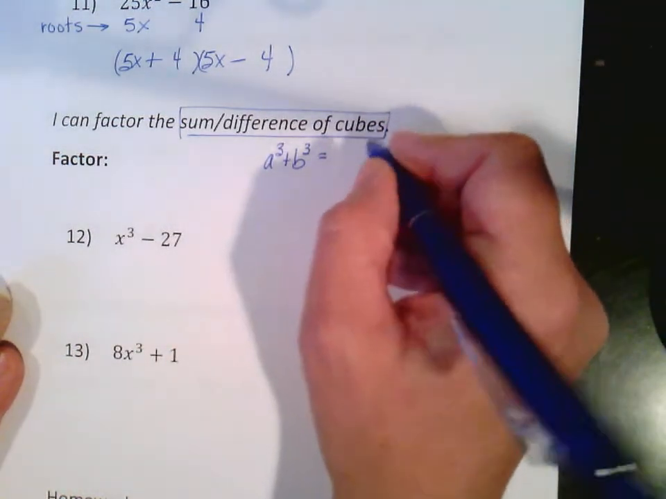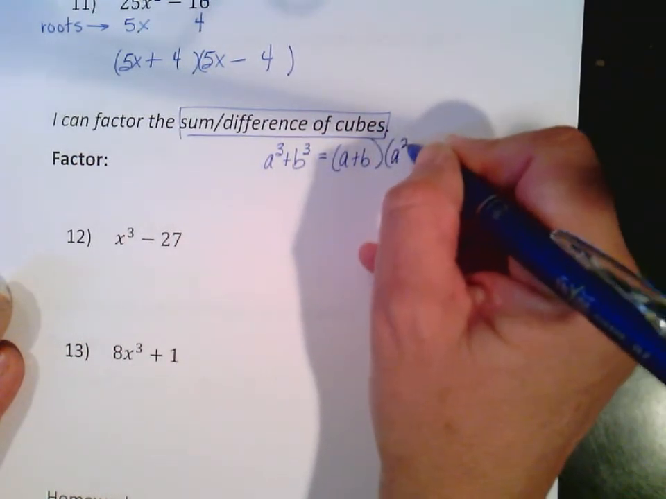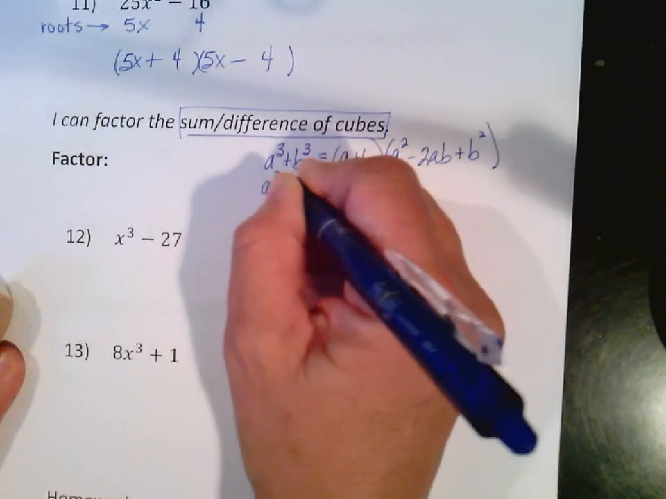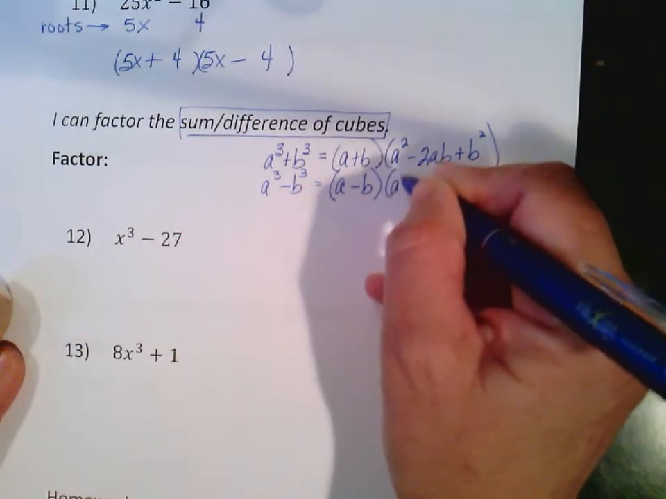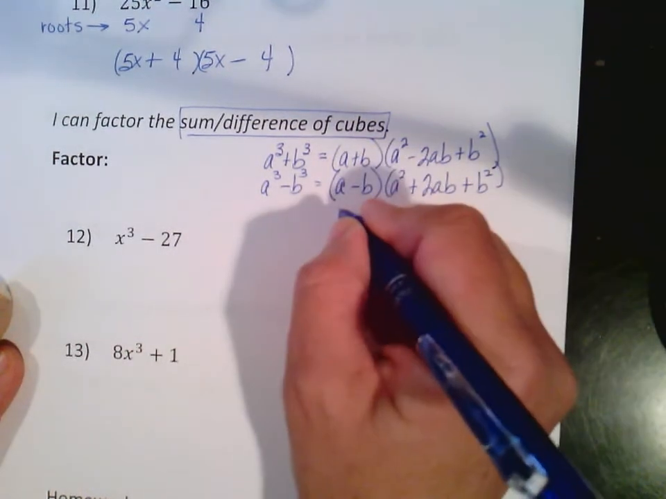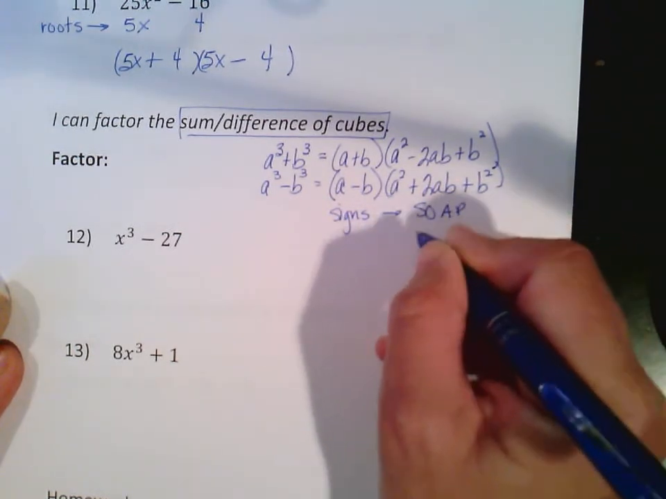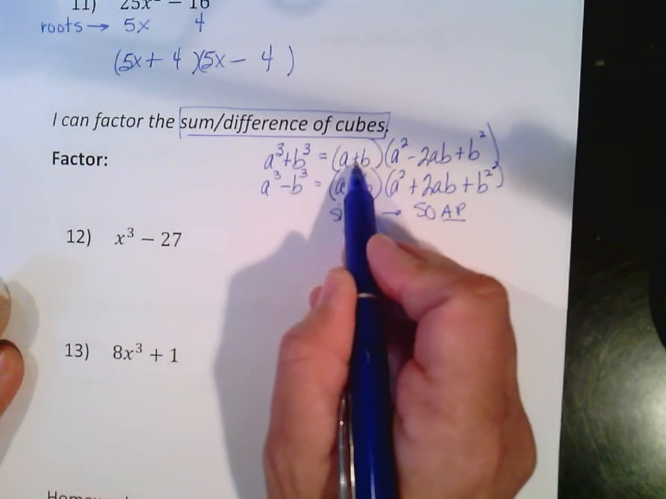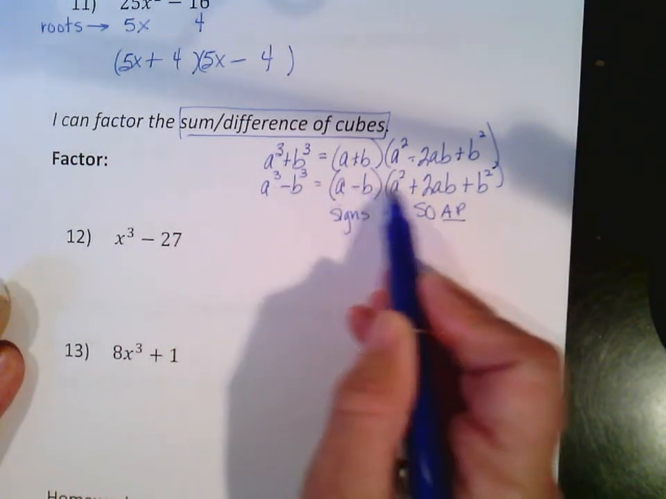Okay, so a cubed plus b cubed is going to be a plus b times a squared minus 2ab plus b squared. And then if it's subtraction, it's sort of the same thing, but a couple of signs switch. This becomes a minus b times a squared plus 2ab plus b squared. And the way we remember where the signs go is SOAP. Same, opposite, always positive. So the first one, whatever this is, is going to be the same. The next one's the opposite of that. The last one's always positive. This is a minus, so this is same, opposite, always positive.